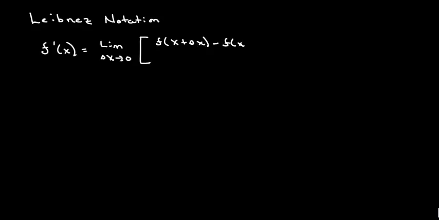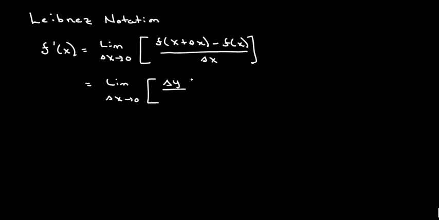We've said so far that f prime of x was equal to the limit as delta x goes to 0 of f at x plus delta x minus f at x, all over delta x. Another way of thinking about this is the limit as delta x goes to 0 of the change in y, because that's really what this is, the change in y over the change in x.